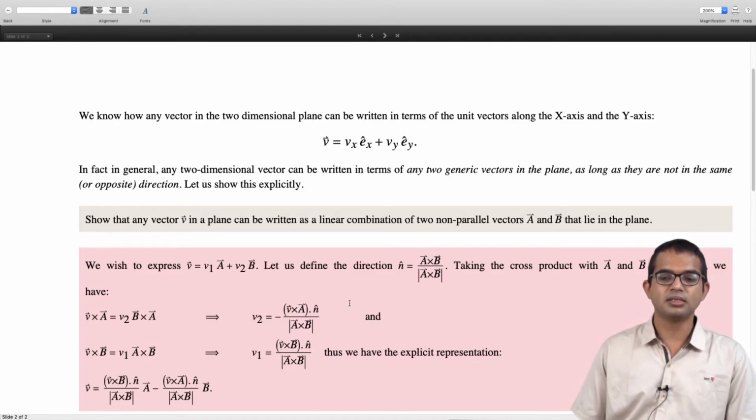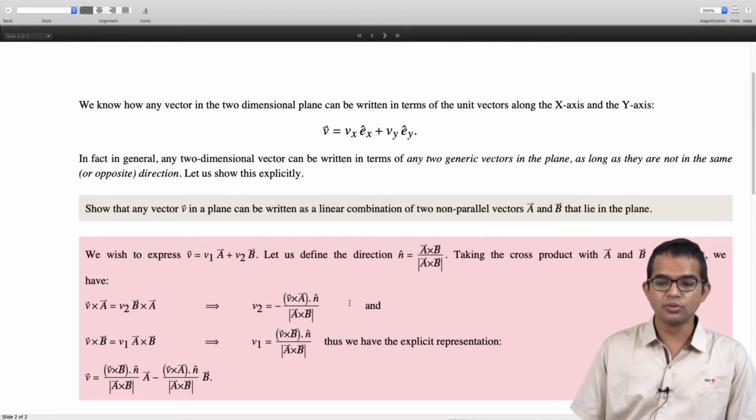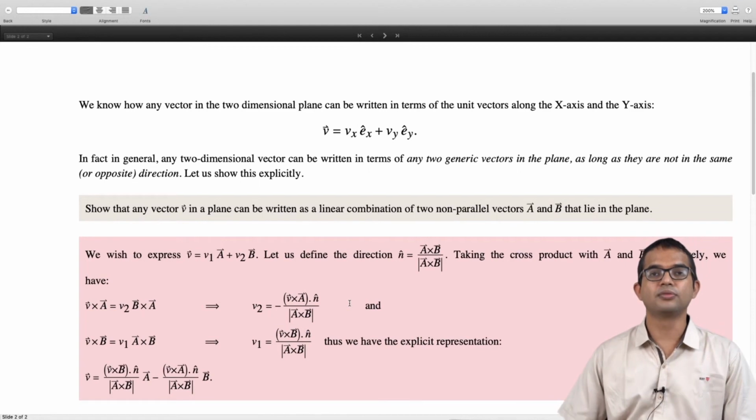So what it tells us is, if you're looking at two-dimensional vectors, any two non-parallel vectors are enough to give you every other vector in this space.